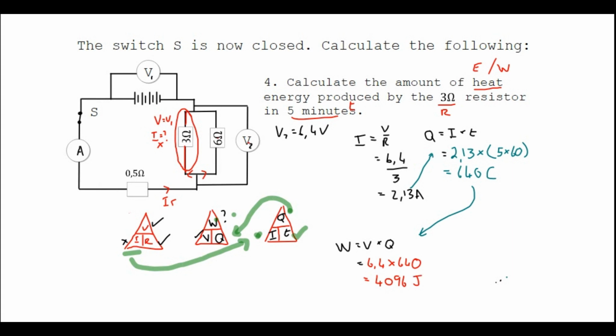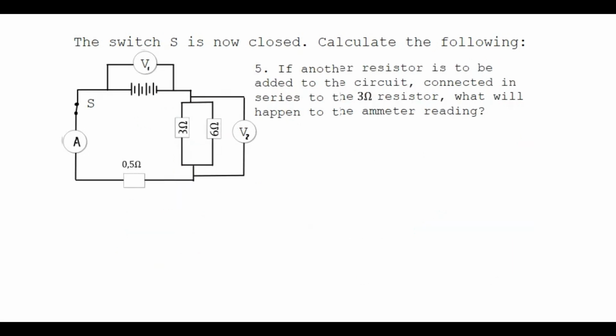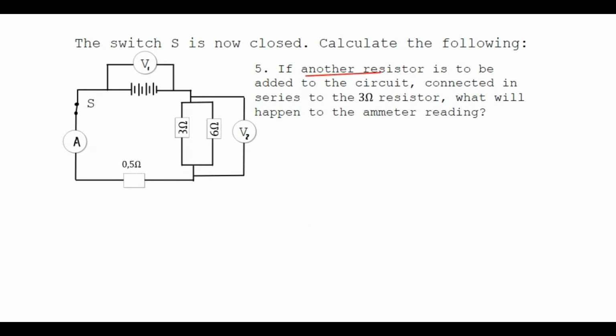Alright, we have one more question. And this is the distinction level question. It's what separates those who sort of understand the subject from those who completely don't. Alright. They say the switch is still closed, and if another resistor is to be added to the circuit connected in series, that's very, very important, connected in series to what? The 3 ohm resistor. What will happen to the ammeter reading?